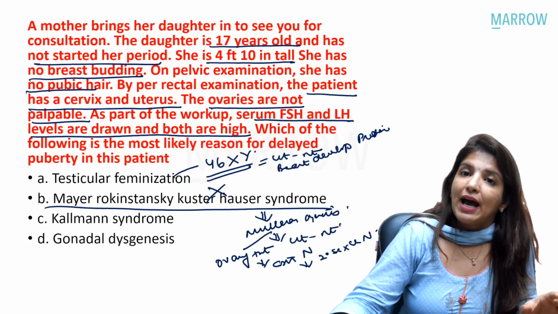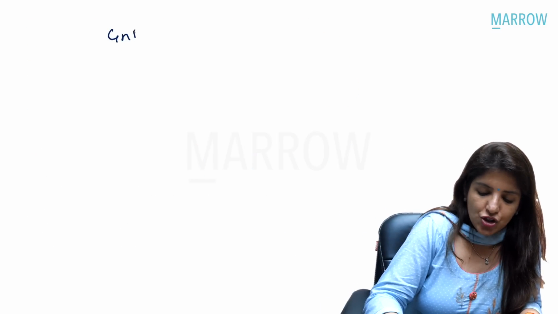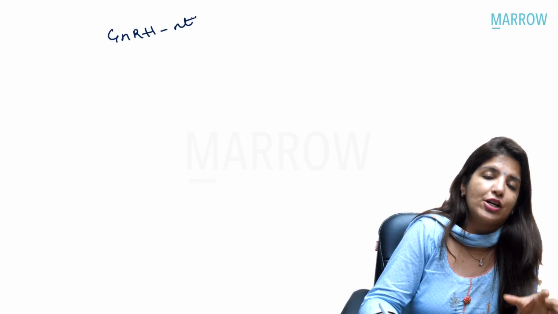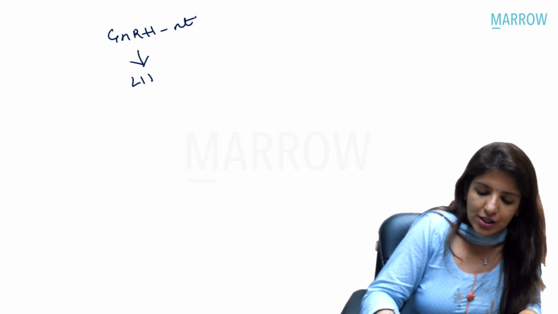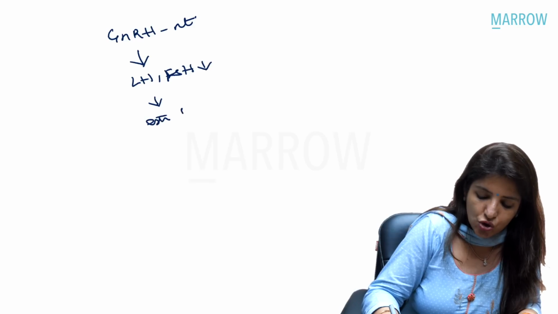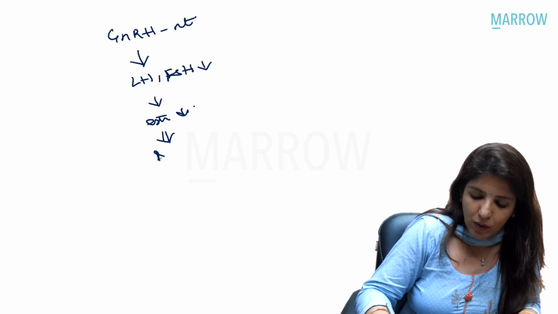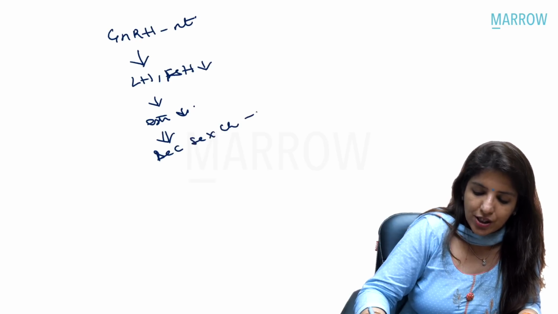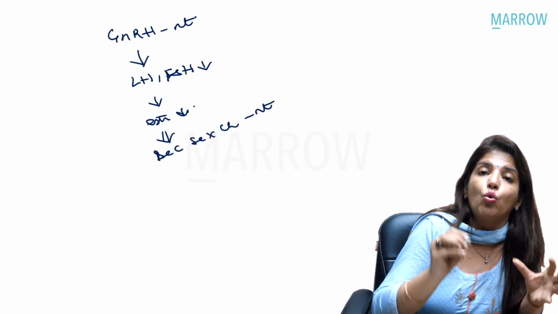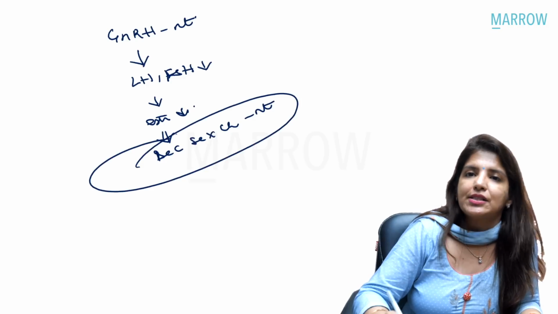Now let's talk about Kallmann syndrome. What is Kallmann syndrome? Kallmann syndrome is a condition in which GnRH is absent. So there is hypothalamic failure because of which GnRH is absent. Now if GnRH is absent, LH and FSH levels will be less, and because of this estrogen will be less. And because estrogen will be less, that is why secondary sexual characteristics will be absent. That means breast development will be less, because breast development depends totally upon the levels of estrogen. So secondary sexual characteristics are absent.